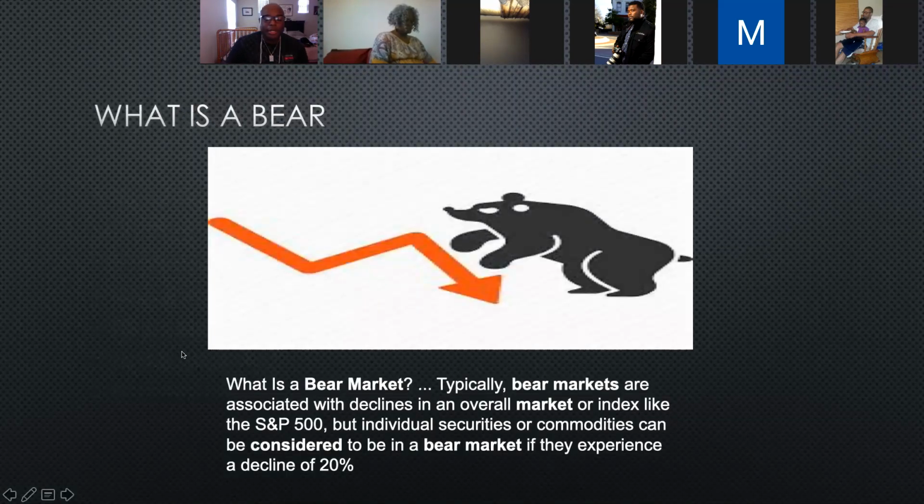What is a bear? So basically, what is a bear market? Typically, bear markets are associated with decline in an overall market or index like the S&P 500. If you're ever looking at the news, when I'm trading, I'm looking at CBS News, or you can look at investing.com. When you are looking at those two, if you're looking at the S&P 500, you will see the little triangle and it's green or it's red.